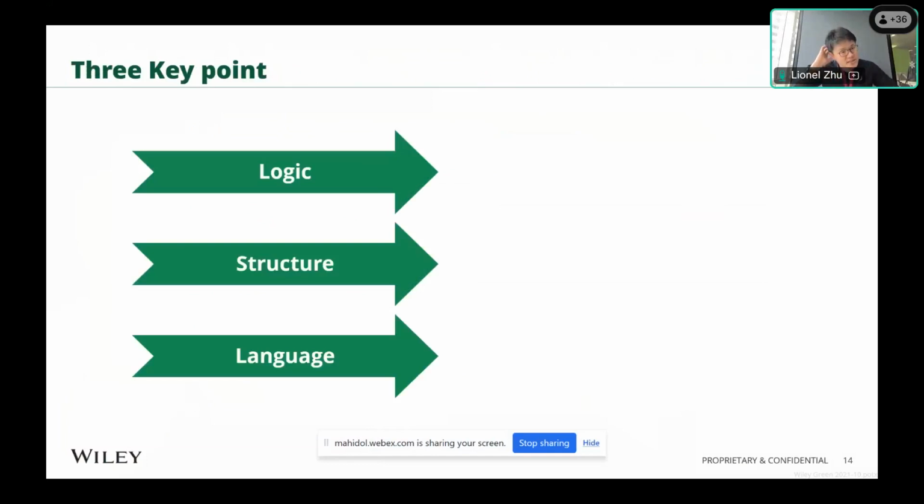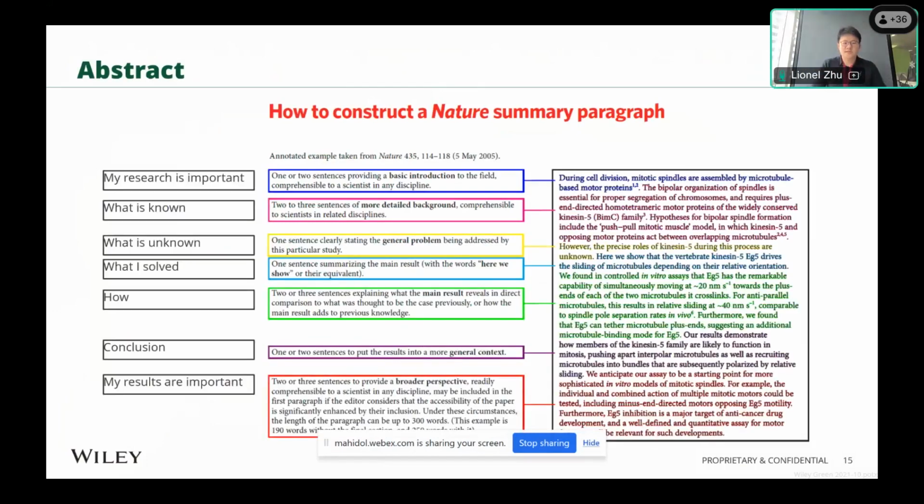Next, I'm going to talk about some key points for drafting a paper. I won't say much about the logic, as this all depends on the supervisors and senior professors. I would like to talk about structure and language from an editorial perspective. First is the structure. This is an editorial published in Nature in 2005. This editorial teaches researchers how to draft scientific papers. And this is how to write an abstract.